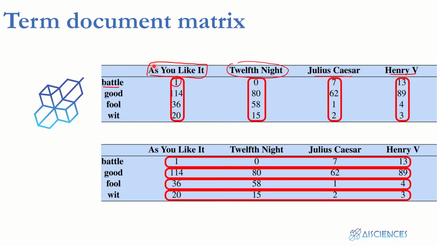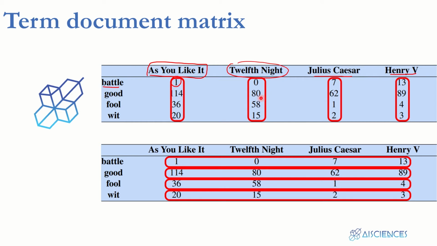And if you see a column vector, this first column vector represents the vector for the document As You Like It. The second column vector, which has 4 entries, represents the second document, which is Twelfth Night. So now you can see a document in text form can be represented very easily and compactly as a vector of numbers, which in most cases is the requirement of almost all machine learning algorithms to represent your data in numeric form.